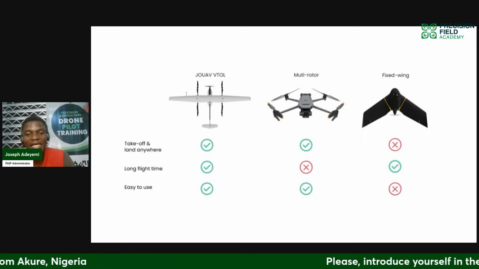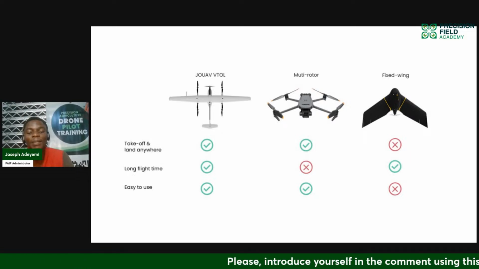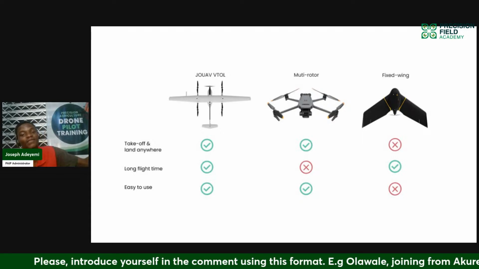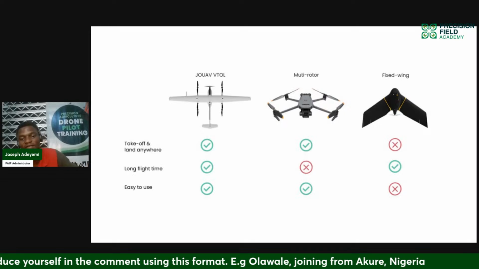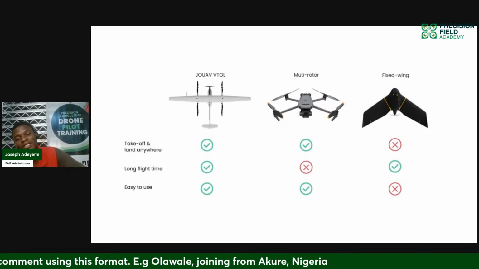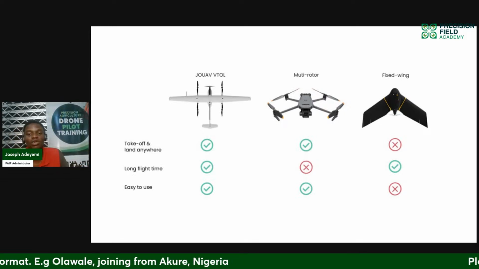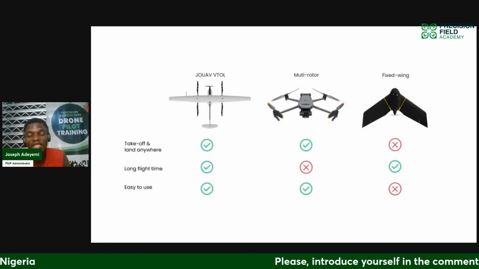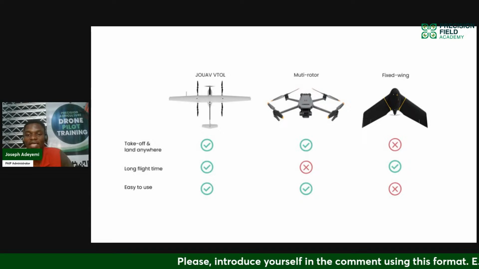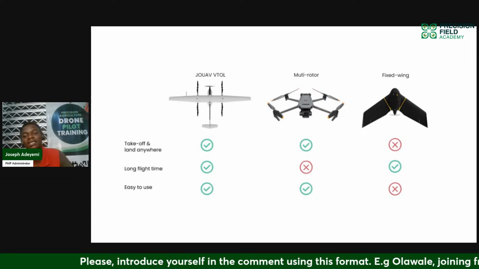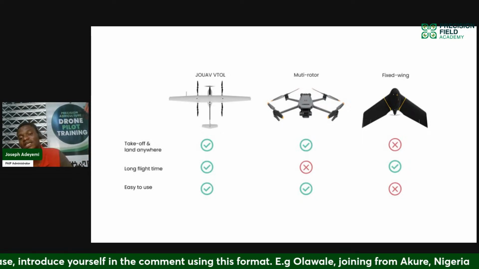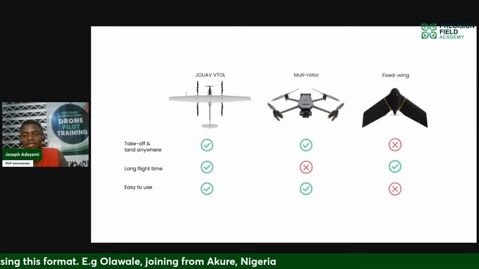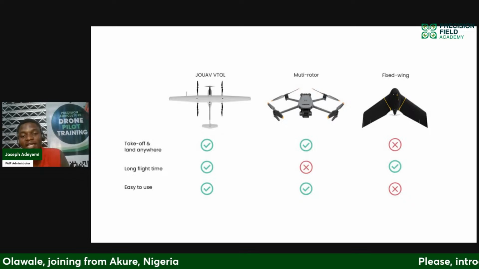For the VTOL class, which is vertical takeoff and landing, it gives you the capability to take off and land anywhere. That is, you can take off even in a less spacious environment. You can take off from a particular point and land there. It also gives you long flight time capability because it has a fixed wing. This integration of the fixed wing gives it a longer flight time, and it's also easy to use. Now let's move to multi-rotor.